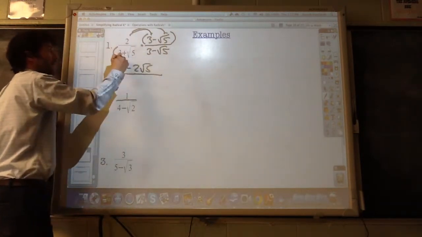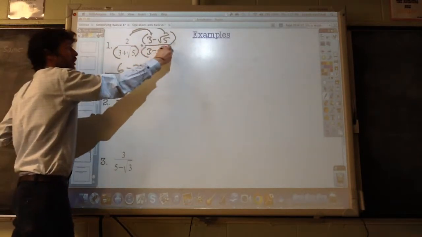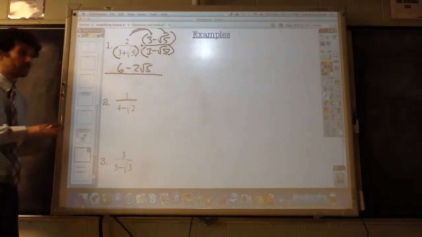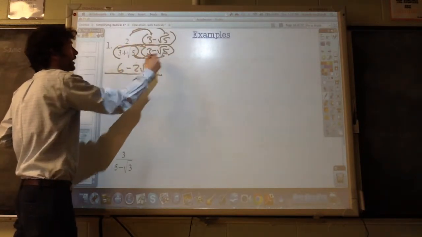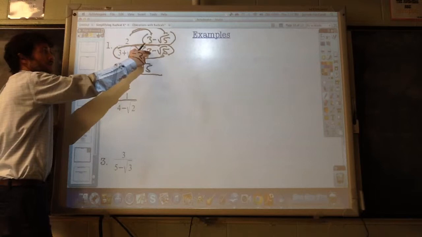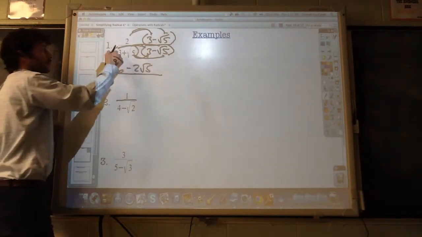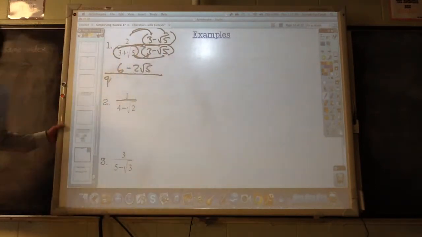On the bottom, I have a binomial times a binomial. That means to FOIL every time. So first, outer, inner, last. 3 times 3, that's 9. First, that's 9. 3 times the negative square root of 5.